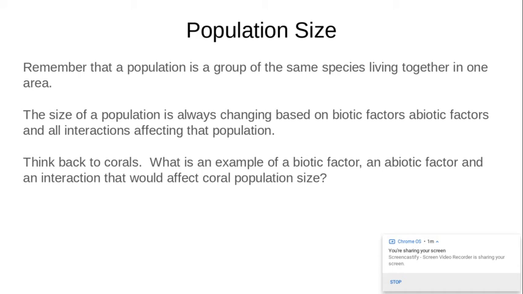Just the terrain. If I decided to get rid of all of the grass on my property and make it pavement, and now I increased the cement that's on my property, it's going to decrease the living things that would be living on my property. So those would be some abiotic factors.